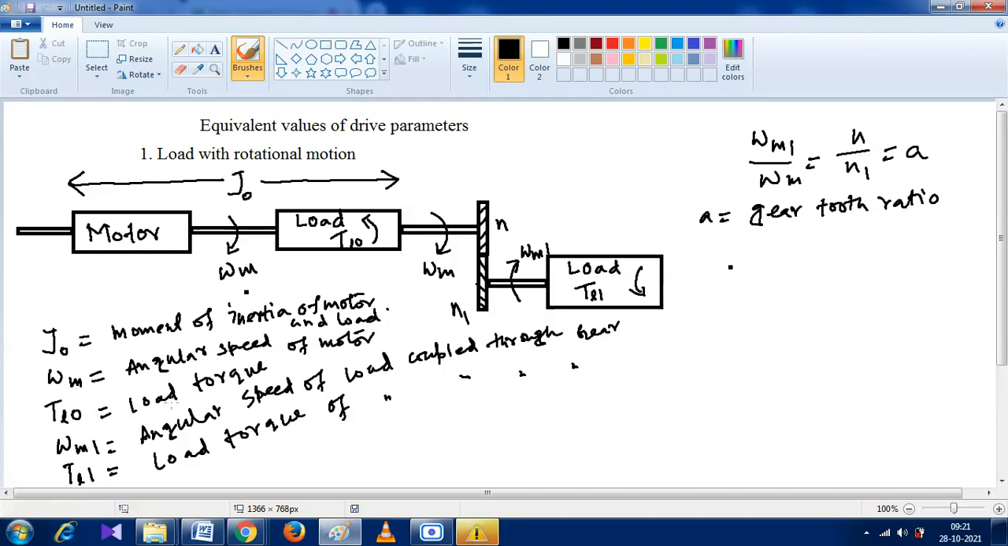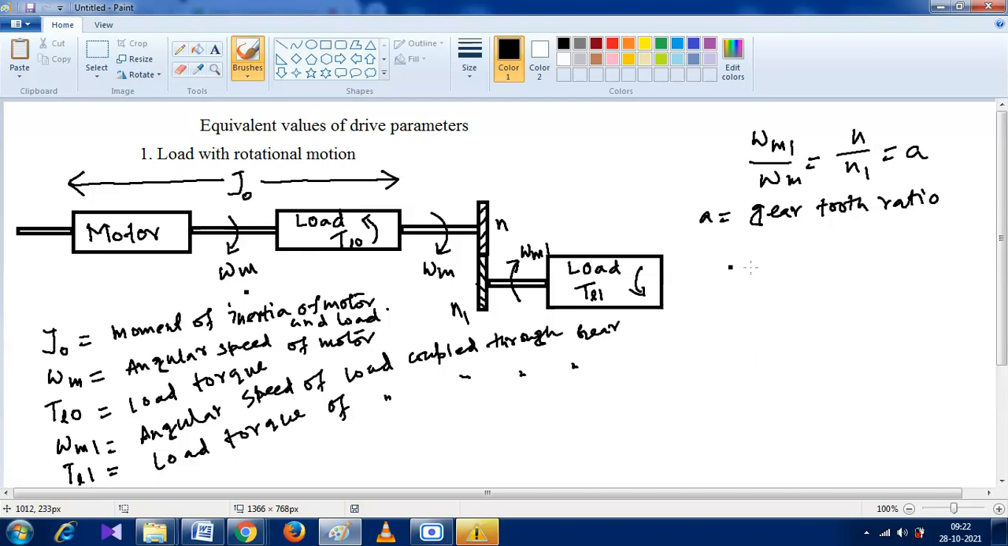The angular speed of the load coupled through the gear is omega m1, and the load torque of that load is TL1. Then the gear tooth ratio n by n1 is equal to a, and it should be equal to the angular speed ratio of omega m1 to omega m. Up to that, I hope you understand.